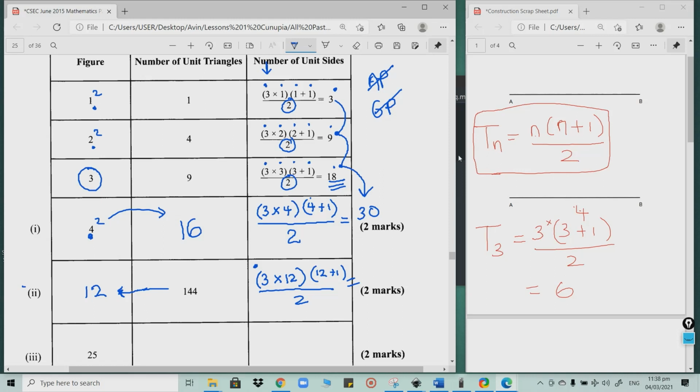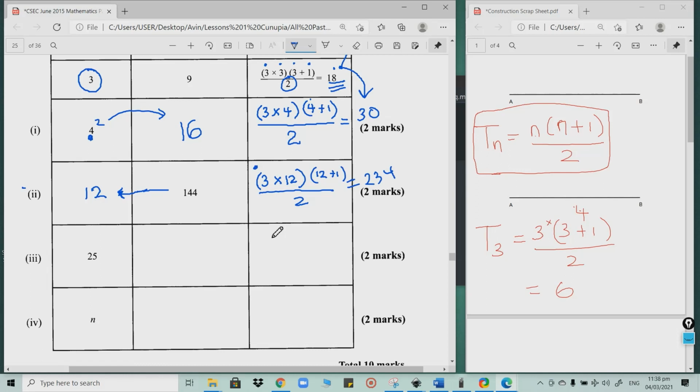So if we work this out, we will get 3 multiplied by 12, multiplied by 13, divided by 2. I get 234. I got the 13, 12 plus 1 is 13. Okay? So that's the answer I got over there. 234. Sorry for the bad handwriting, but it's really hard to write with this tablet pen or whatever. All right, so what goes over here?